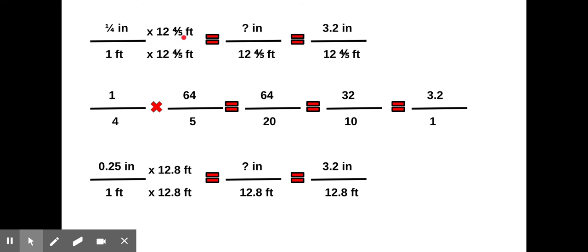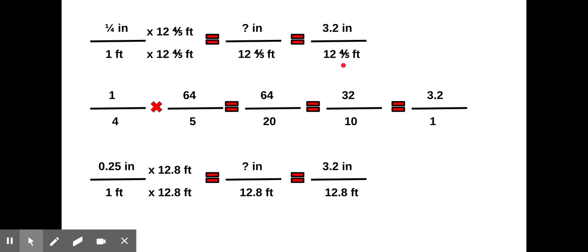To solve that, what I did is right here, I said 1/4 times 64 over 5, because 5 times 12 is 60, plus 4 is 64. So multiply across, that's 64 over 20. To simplify it down, I cut it in half, my little halfsy trick. So half of 64 is 32, half of 20 is 10, and 32 divided by 10 becomes 3.2. So 3.2 inches is the same thing as 12 and 4/5 feet.